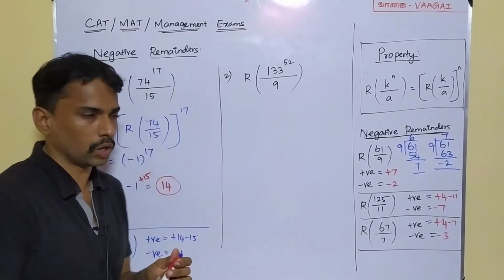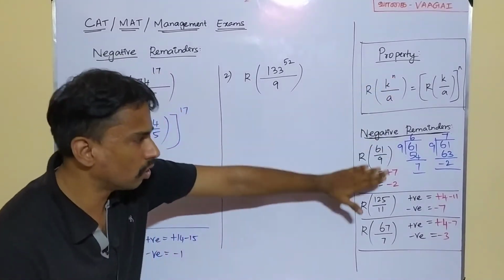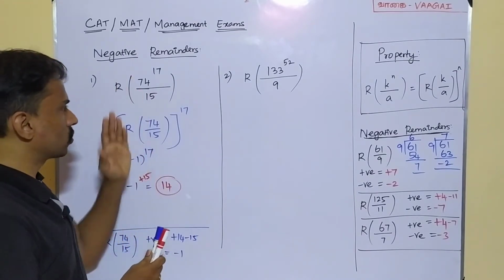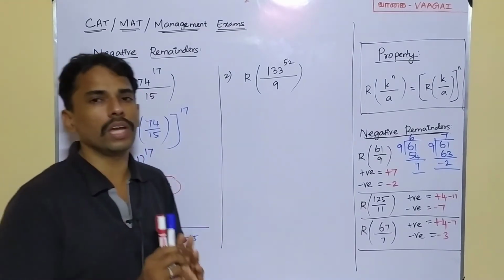I hope the process is clear to you. We are using this property as well as the concept of negative remainders. That is what is giving me the answer. So the answer for the first question is 14.